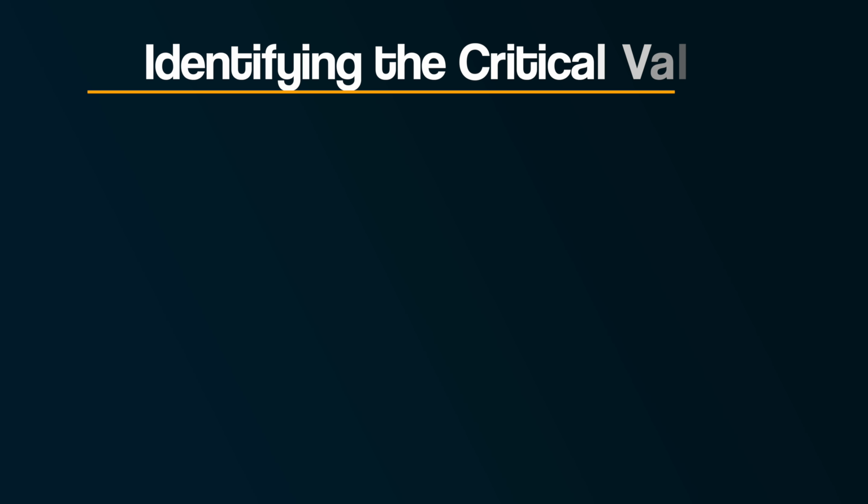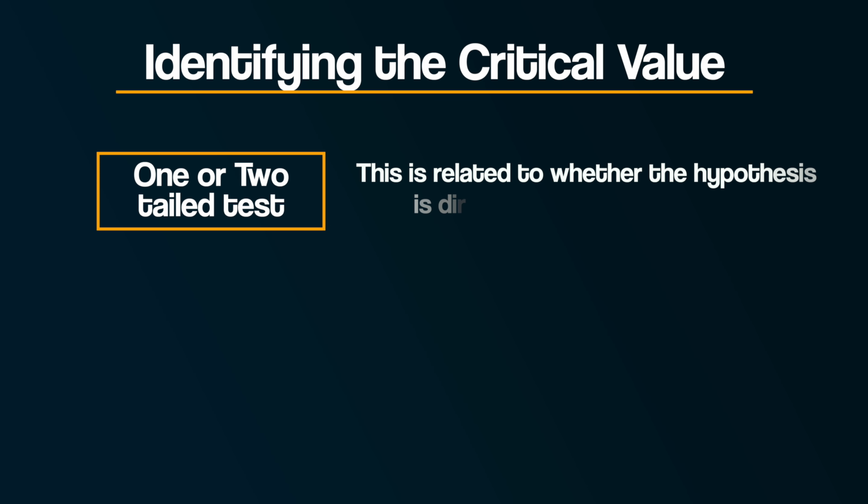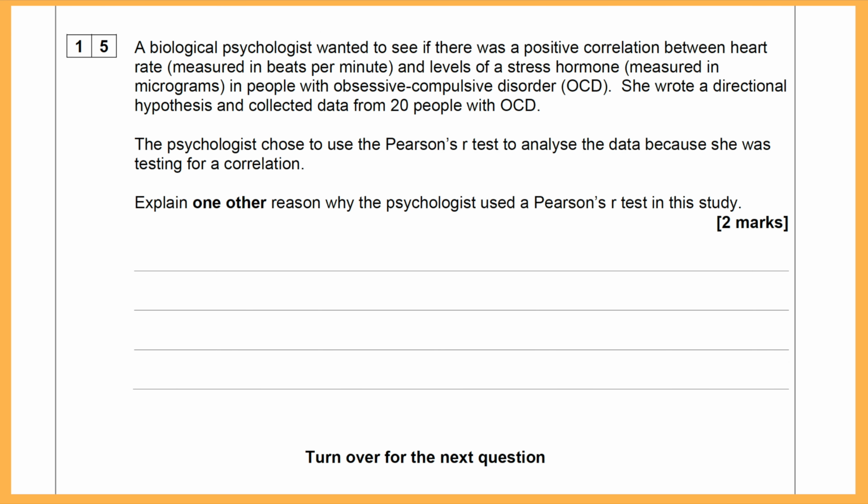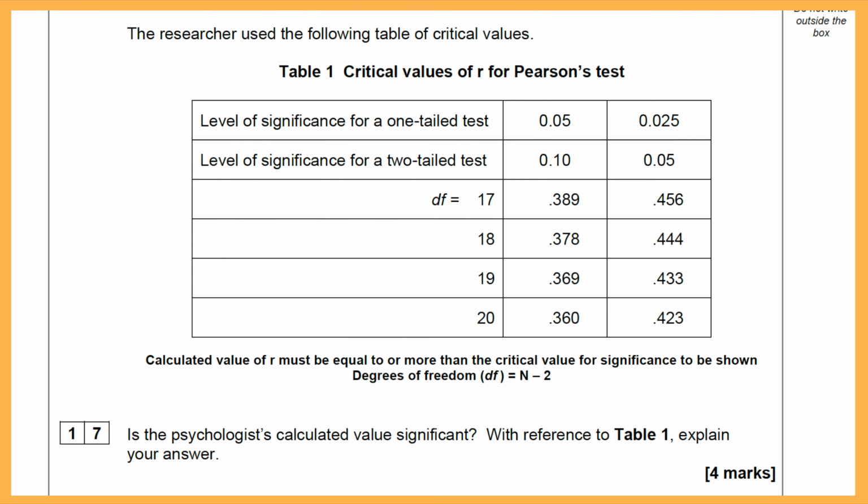To work out if the calculated value is significant or not, you need to compare it with a critical value. In the exam, you are often provided with a critical values table, and you need to identify which is the correct critical value to compare with the calculated value. There are 3 pieces of information you need to identify the critical value. Number 1, 1 or 2-tailed tests. This is related to whether the hypothesis is directional or non-directional. You may have noticed that when we read the study scenario just before question 15, that it said she wrote a directional hypothesis. That's the clue that it's a 1-tailed test. So this means we are not interested in this row because that's for 2-tailed tests. We can ignore it. We are interested in this row.